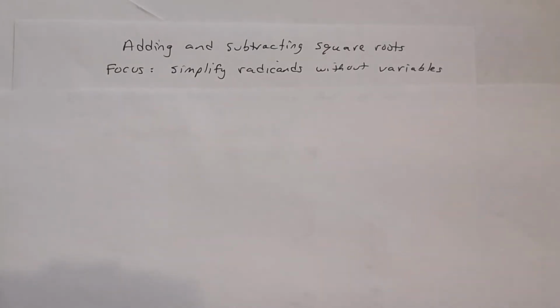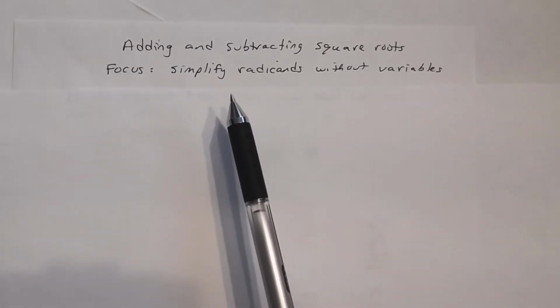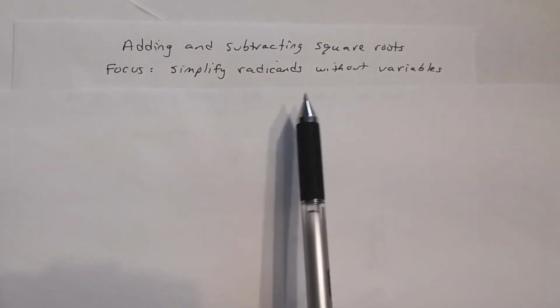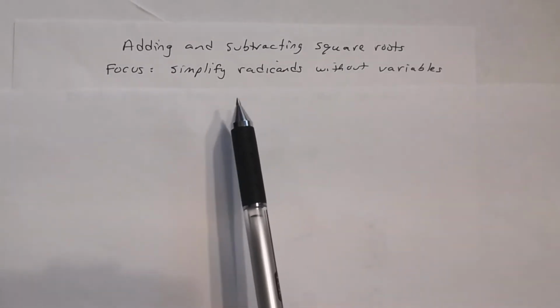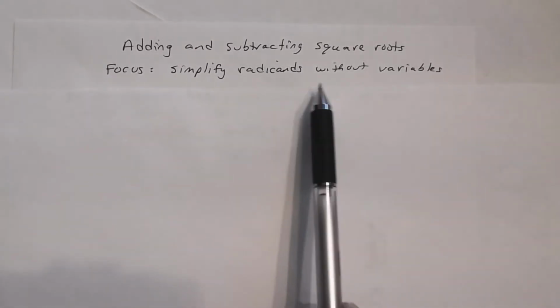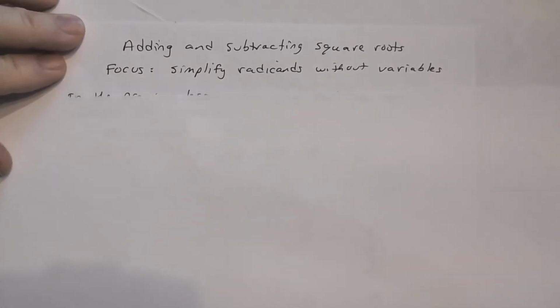In this lesson, we're going to add and subtract square roots, and again, we're going to be focused just on square roots. In this particular case, though, the radicands will not contain any variables. So this lesson, we're going to look at adding and subtracting square roots in which the radicands don't contain variables. Now let's review something from a previous lesson.